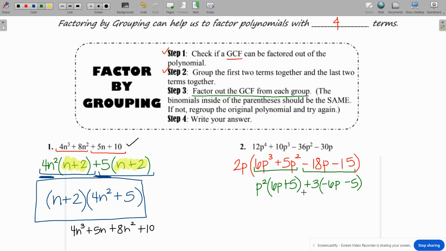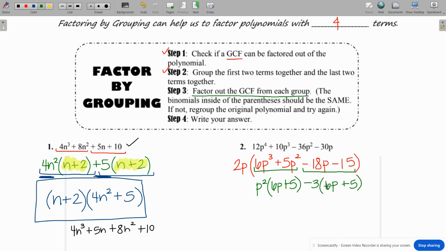But what if instead of positive 3, I had factored out negative 3? So if we factored out a negative 3, that's going to change the inside of these parentheses here, and it's actually going to help us. So if I factor out a negative 3 instead, negative 3 times 6p is negative 18p, and negative 3 times positive 5 is negative 15.